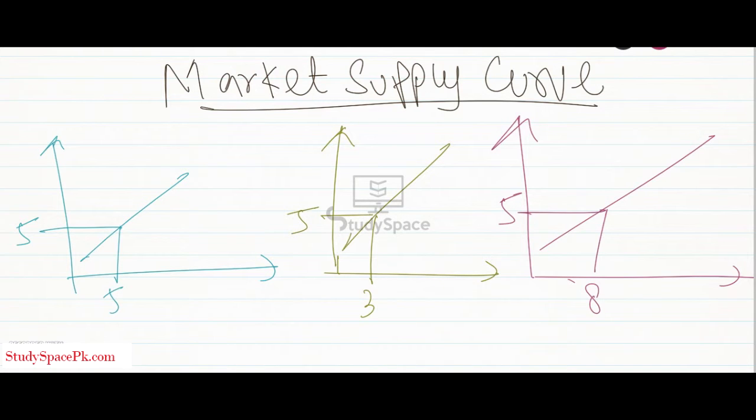So market supply is the horizontal summation of all the individual supply curves, and as we know, the producers combined constitute the supply of the market. The supply given by each producer at the given market price, if we sum them all, is the market supply. So the market supply is the horizontal summation of all the individual supply curves.